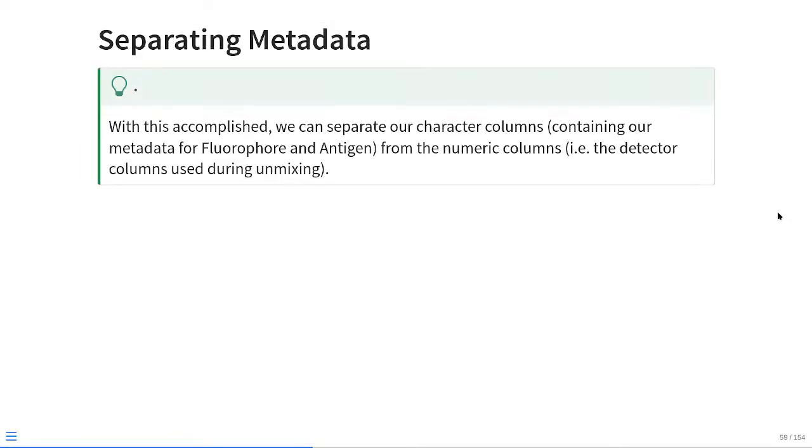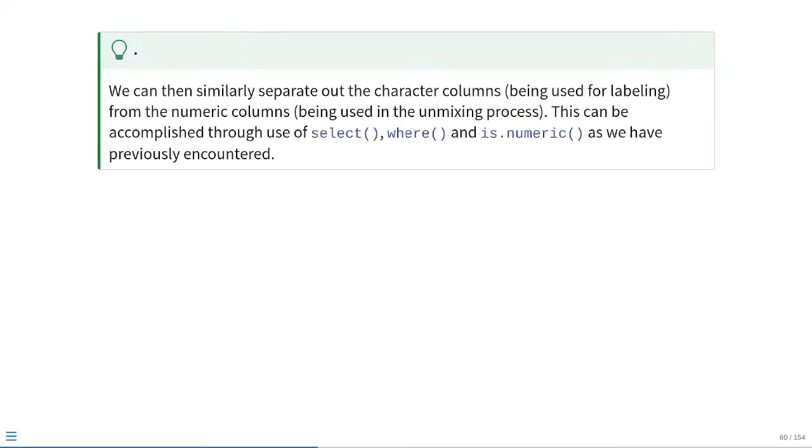Alright, with this accomplished, we still need to separate out those character columns that will contain the metadata for fluorophore and antigen from the numeric columns, i.e. the detector columns that are being used for the unmixing. So we can simply separate out the character columns used for labeling from the numeric columns which are being used for unmixing. We can do this through that combination of select, where, and is.numeric that we have encountered previously throughout the course.